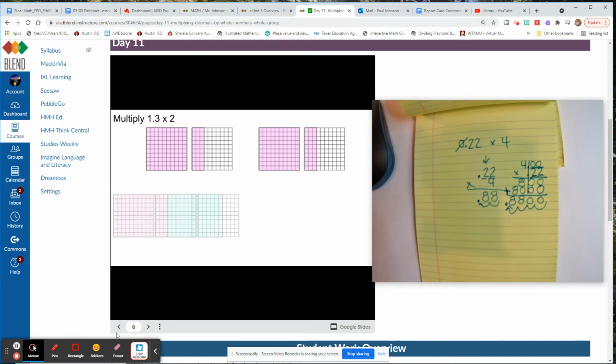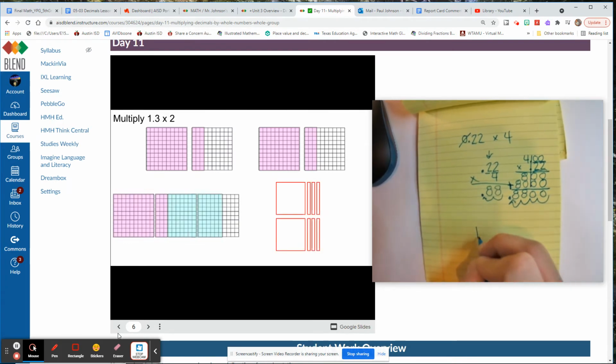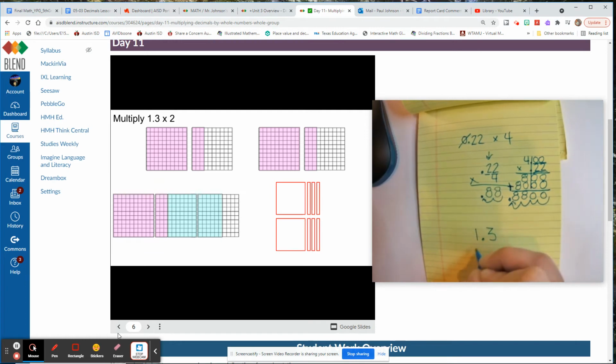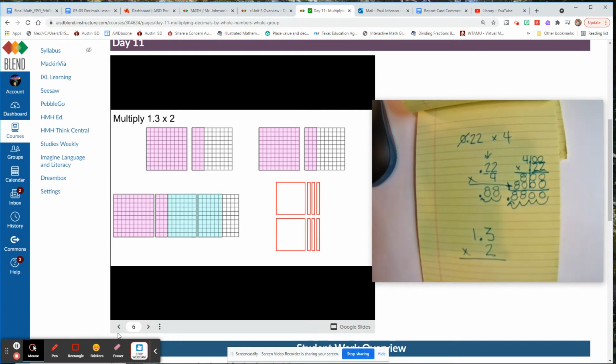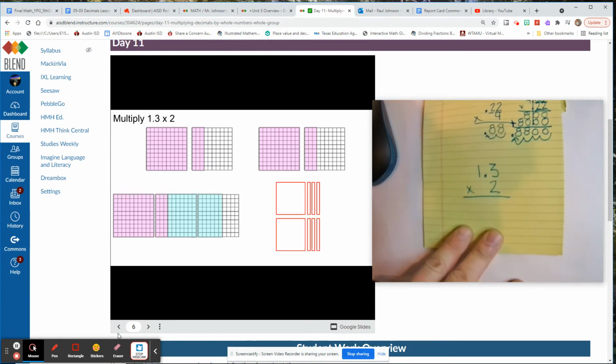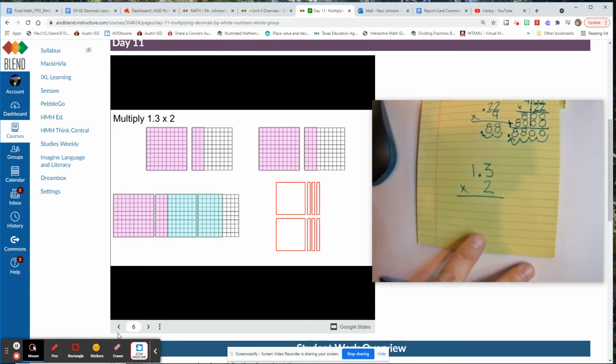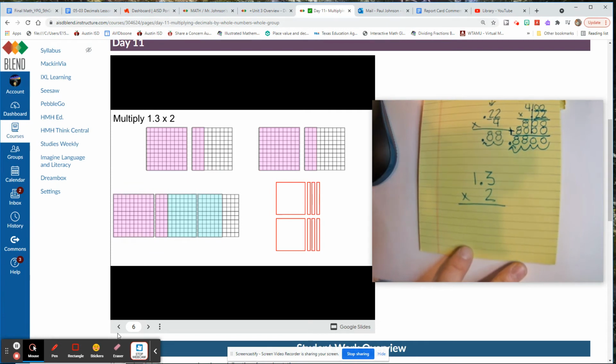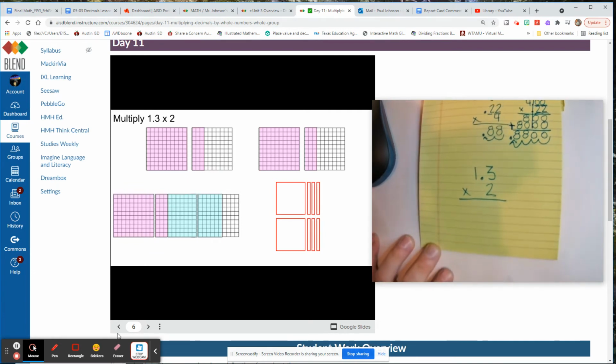All right, one other thing. Let's do 1 3/10 times 2. Just set it up like that. Remember, we're ignoring the decimal point. We're basically setting it up like a whole number problem. 13 times 2. We're not lining up the decimal points. We're not lining up the place values.